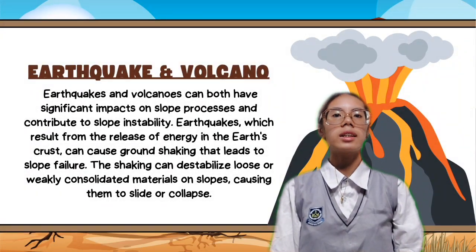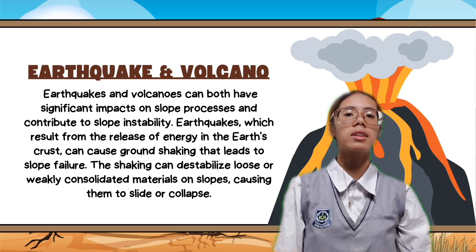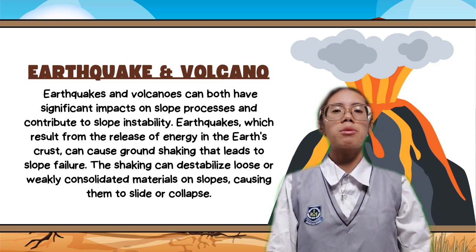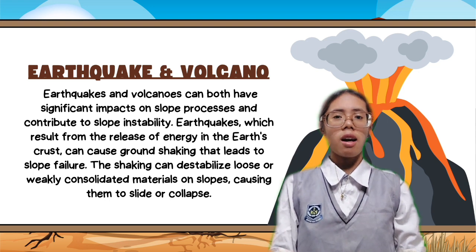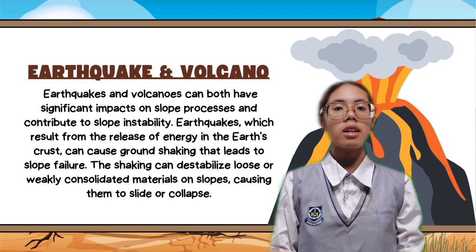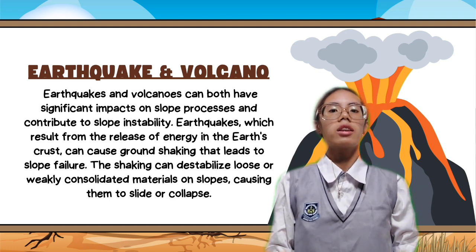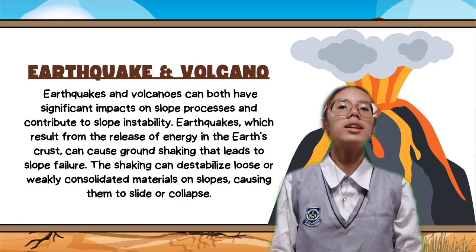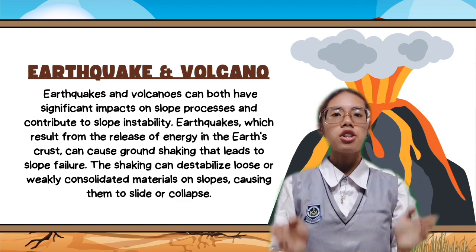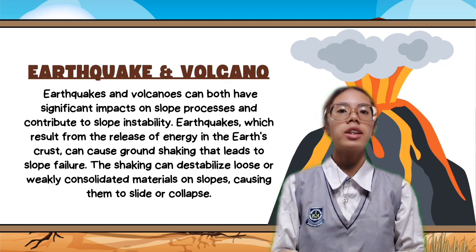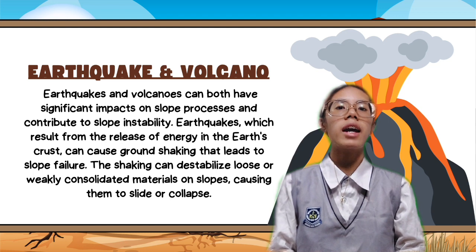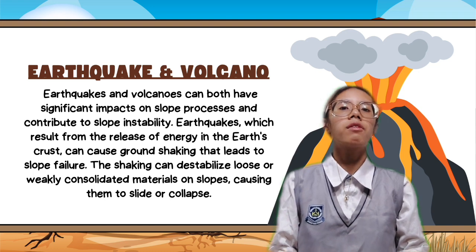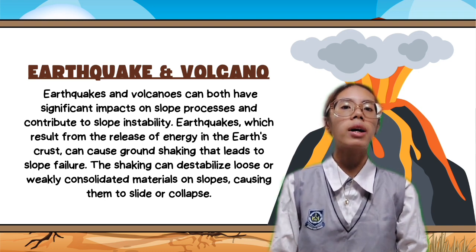Earthquakes and volcanoes can both have significant impacts on slope processes and contribute to slope instability. Earthquakes, which result from the release of energy in the Earth's crust, can cause ground shaking that leads to slope failure. The shaking can destabilize loose or weakly consolidated materials on slopes, causing them to slide or collapse. Additionally, earthquakes can trigger liquefaction in water-saturated soils, where the soil behaves like a liquid and loses its strength, further contributing to slope instability. Volcanic activity also plays a role in slope processes.